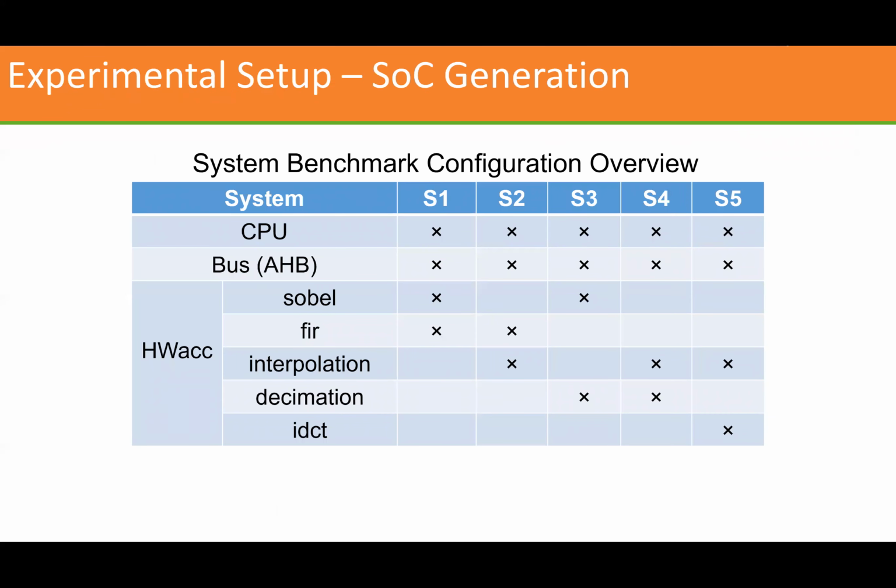And here are the SoC configurations of the 5 SoCs we have developed. We have a CPU in all the SoCs and also the AMBA AHB bus. And we have a mix of different hardware accelerators, and every SoC has at least 2 hardware accelerators.